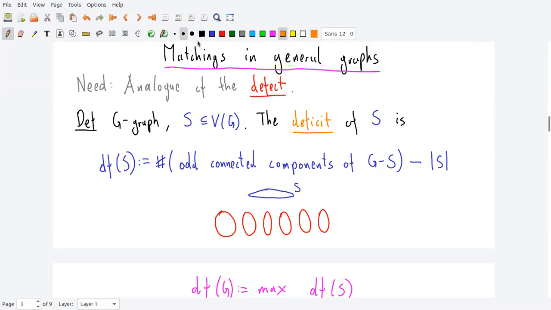If I have a graph and a subset of vertices S, the deficit of the subset of vertices, written def(S), is the following. Let me look at S, and let me look at the graph after the removal of S. This graph dissolves into several connected components. Then I look at those connected components. Some of them can be even, and by even I mean of even size, of even number of vertices. The remaining components, of course, are odd. So I partition the components into even and odd. And the deficit of a set S is the difference between the number of odd components and the size of S.